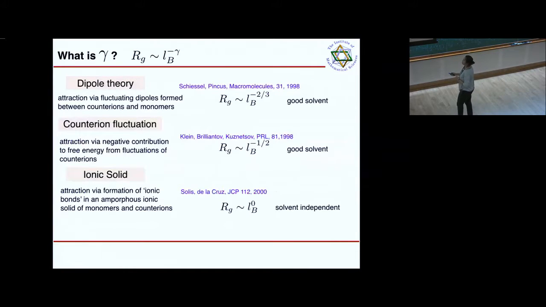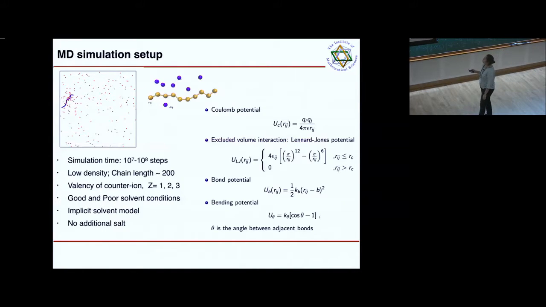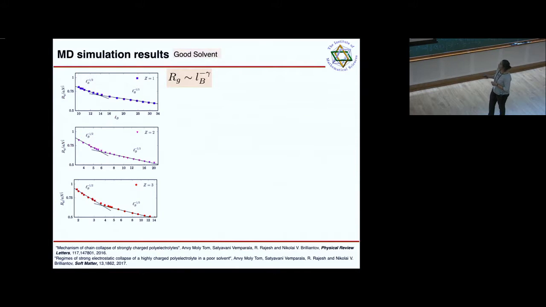In the ionic solid theory, there is essentially no dependence of Rg on n. So we wanted to use molecular simulations to see which of these scaling laws is correct. We set up a simulation where we take a chain length of 200. We have many counterions that we take into consideration. We do good and poor solvent. We don't include solvent molecules explicitly. It is introduced through the epsilon, the interaction between the polymers and the counterions. There's no additional salt. And these are the main results of the simulations.